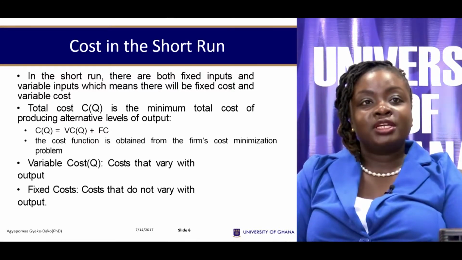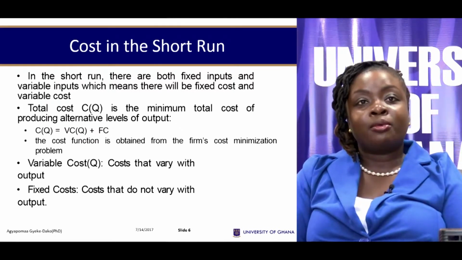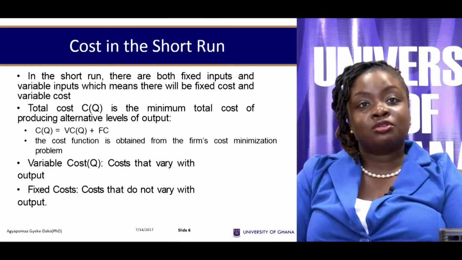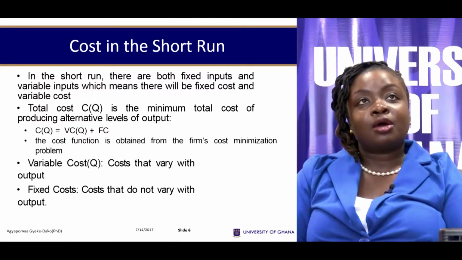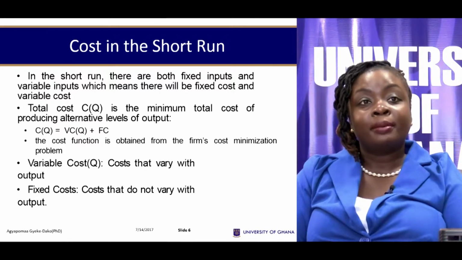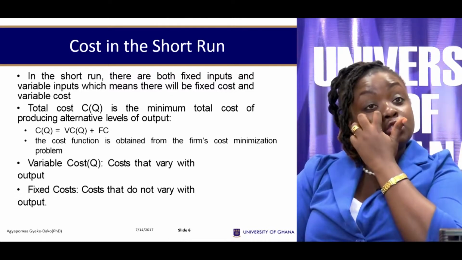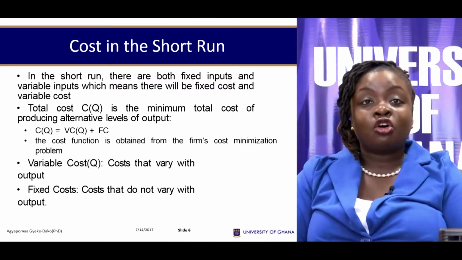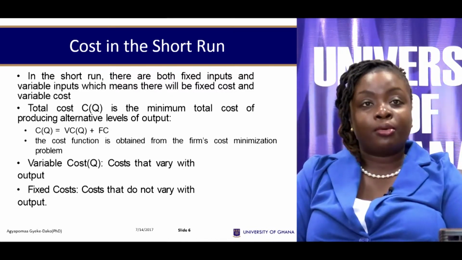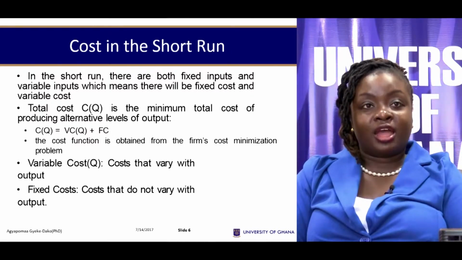So in terms of the relationship between variable cost and output, we're going to be seeing our variable cost increasing as output is increasing, because as we increase output, we'll be employing more of the variable input, and for which reason our variable cost would also be going up. And then our fixed cost would be a cost that obviously will not vary with output, because our fixed inputs don't vary with output.